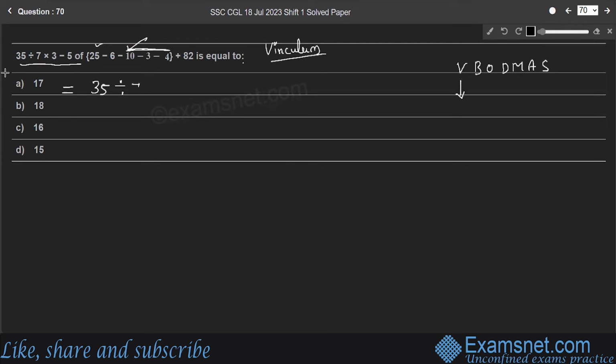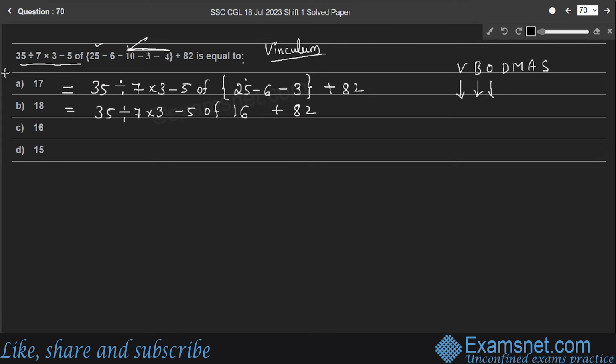So 35 divided by 7 into 3 minus 5 of, inside the bracket, should be 25 minus 6. 10 minus 3 minus 4 is 10 minus 7, which is 3. So it becomes 6 minus 3, close the bracket, plus 82. Now remove the bracket, the flower bracket. Inside the bracket is 25 minus 6 minus 3, which is 25 minus 9, which is 16, plus 82.